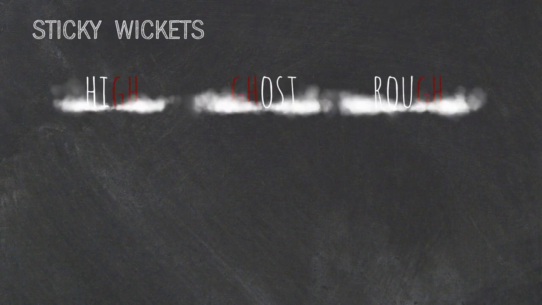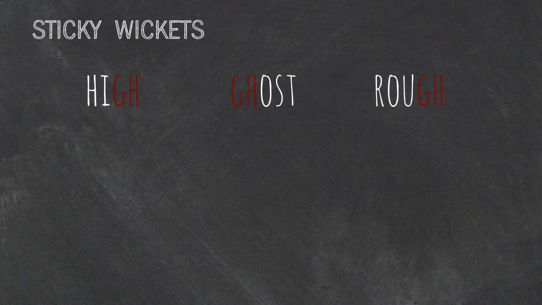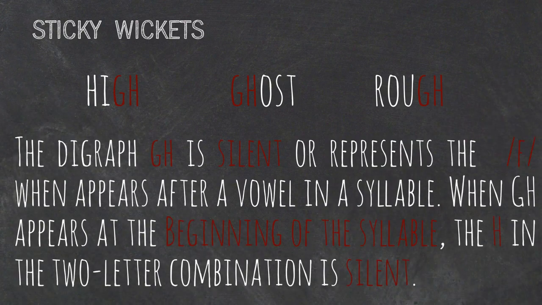So, that only helps us with one part of GH. So let's look at some more GH words. These are the words high, ghost, and rough. Now, when we're thinking about whether GH is silent, makes the sound we associate with the letter G, or makes the sound we associate with the letter F, it is helpful to keep in mind this generalization. The digraph of GH is silent or represents the F sound when it appears after a vowel in a syllable, and when GH appears at the beginning of a syllable, the H in the 2-letter combination is silent.